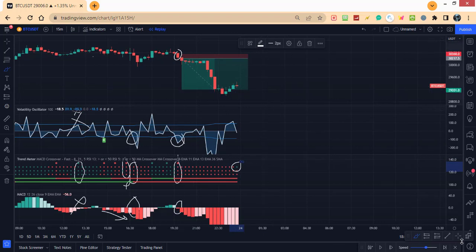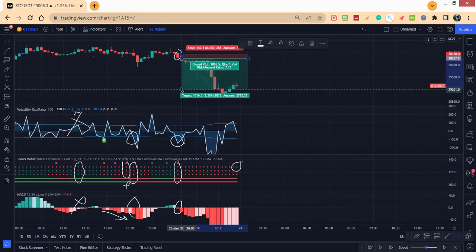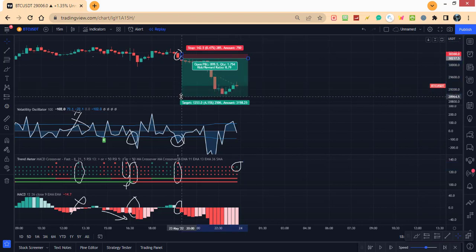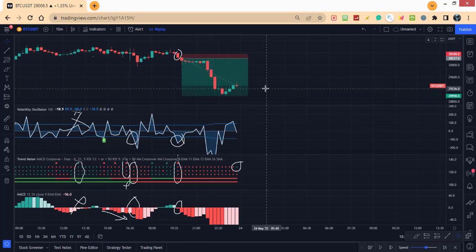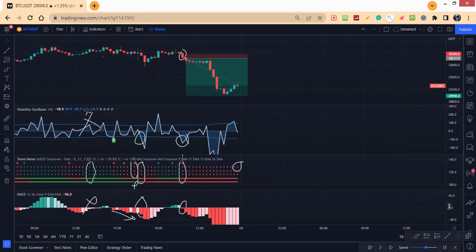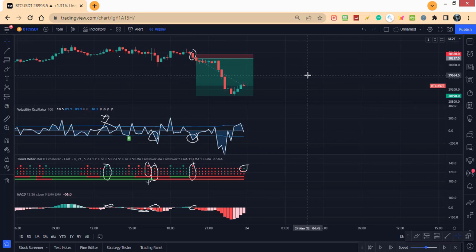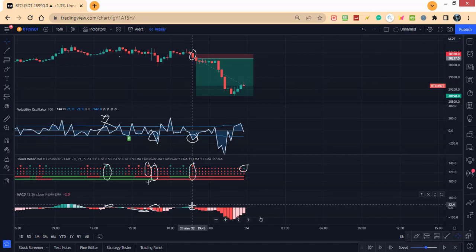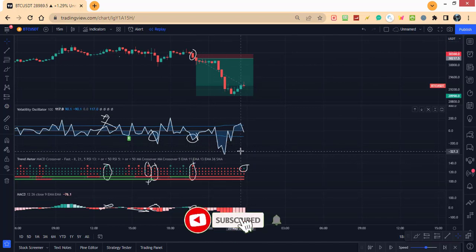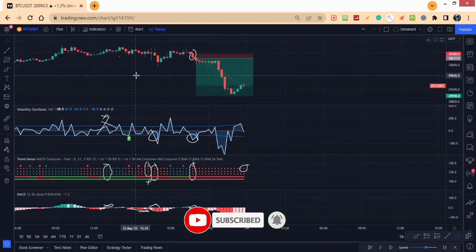Sometimes the Trend Meter gives you a good return, and sometimes MACD saves you from a trade which is profitable but, because of waiting for the Trend Meter, you got almost negligible profit. So if you want to play safe, you can go for MACD. If you want a high return, then you can go for the Trend Meter. I hope what I want to convey is clear to you.